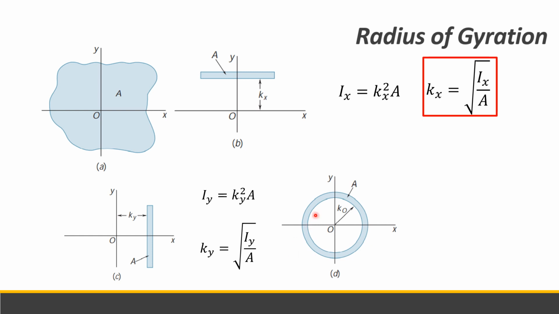For the polar radius of gyration, k sub o, J sub o is equal to k sub o squared times A. So k sub o is equal to the square root of J sub o over A. We can also rewrite the equation: k sub o squared is equal to k sub x squared plus k sub y squared. So that is the radius of gyration. Usually it is already given as a formula.